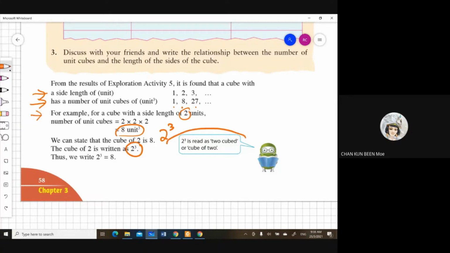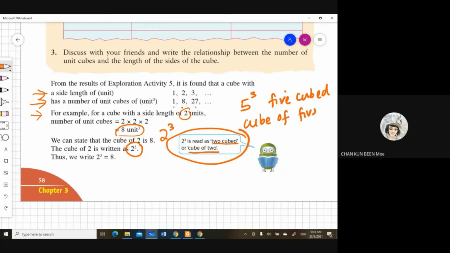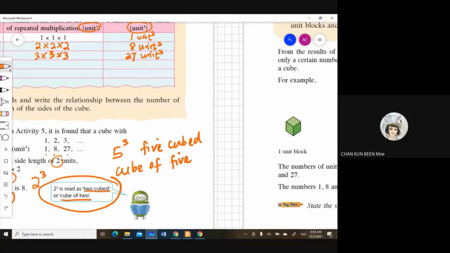This is read as 2 cubed or cube of 2. So if I give you 5 to the power of 3, we will read it as 5 cubed, or it can be read as cube of 5. Okay, so we move on now.